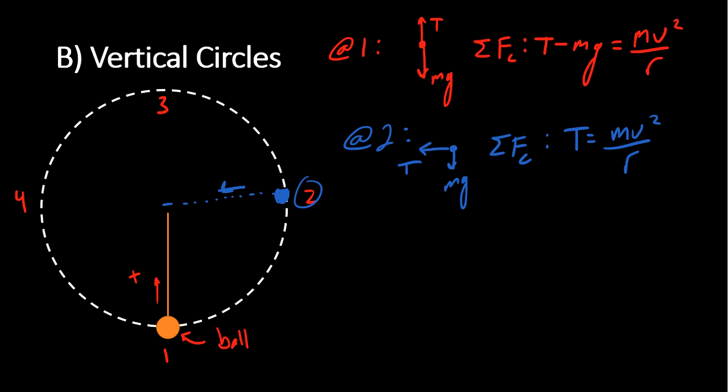At spot 3, let me go to a green pen, when the ball's right here. At 3, free body diagram time. I still have the weight.